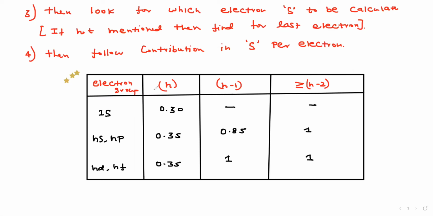Understand? For 1s electrons, it is 0.30. For n minus 1 and n minus 2 there is no value, because in 1s only one or a maximum of 2 electrons will be there. Then for ns np: n is 0.35, n minus 1 is 0.85, n minus 2 and below is 1. For the nd nf group: n is 0.35, n minus 1 and n minus 2 or lower is 1. This is the only variation, right? Shall I go to the problem discussion?